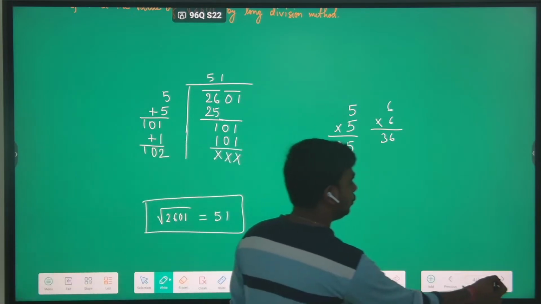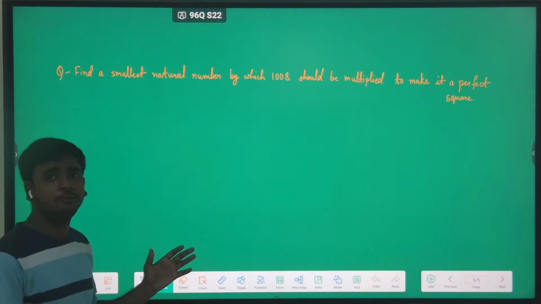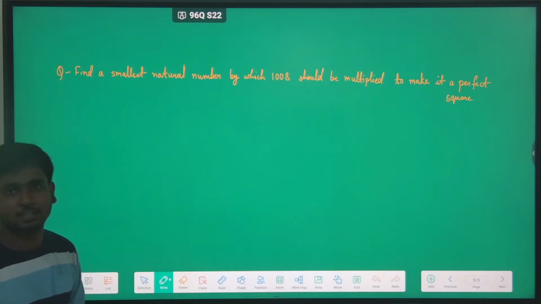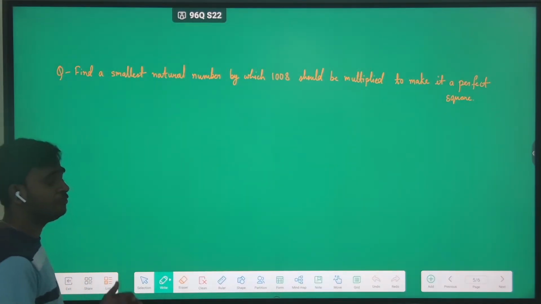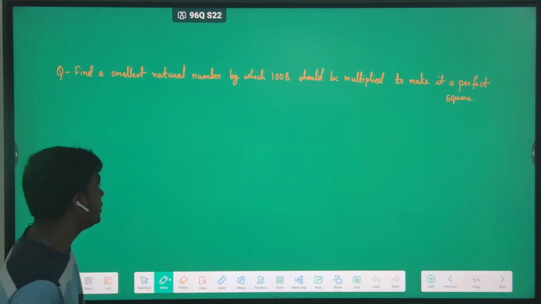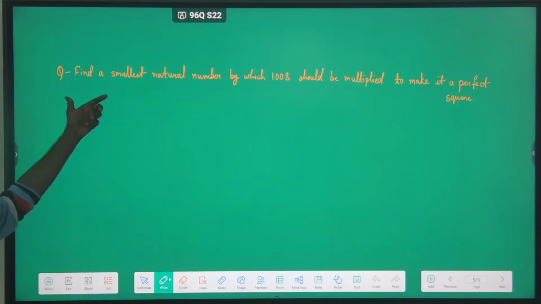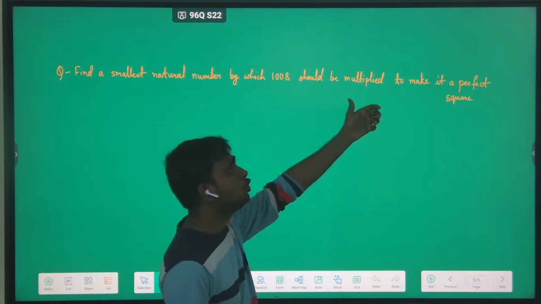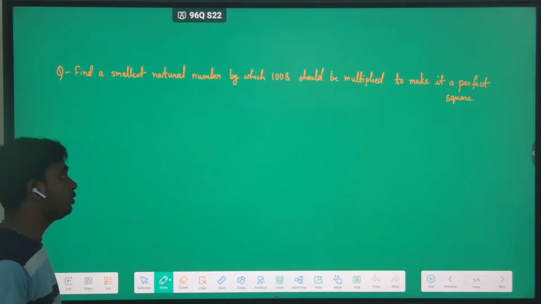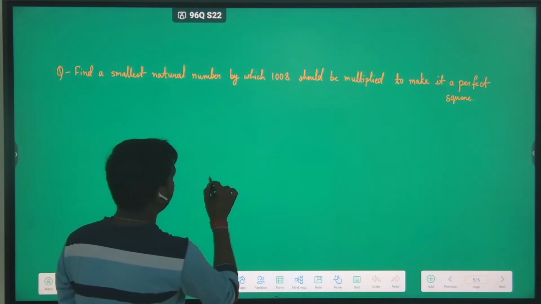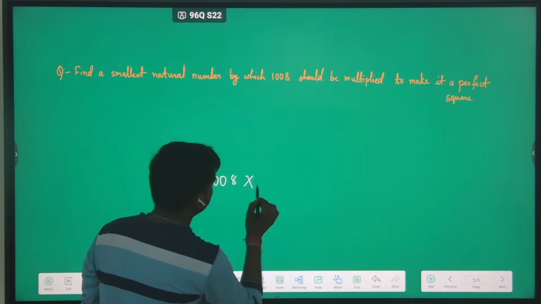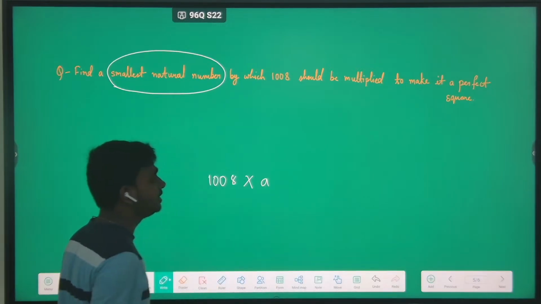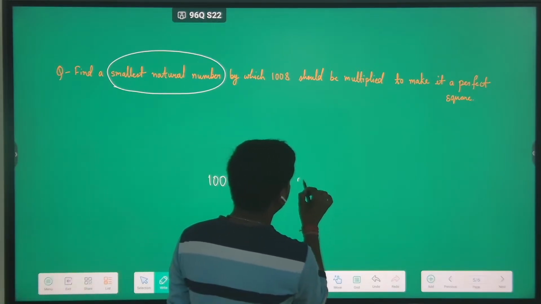Now, till now we have learned how we will find the value of square roots through the long division method and through the prime factorization method. Now we will move towards the word problem. The first question is: find the smallest natural number by which 1008 should be multiplied to make it a perfect square. We have to multiply 1008 with some smallest natural number, let us consider it a, so that it is a perfect square.